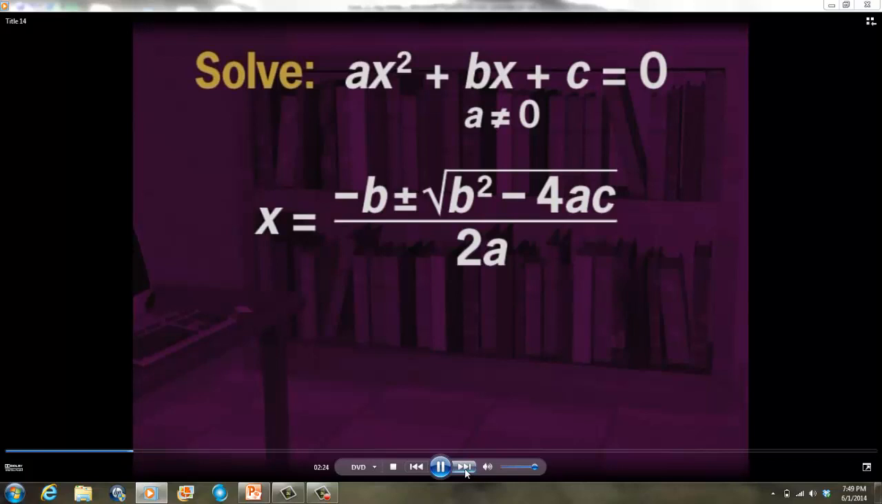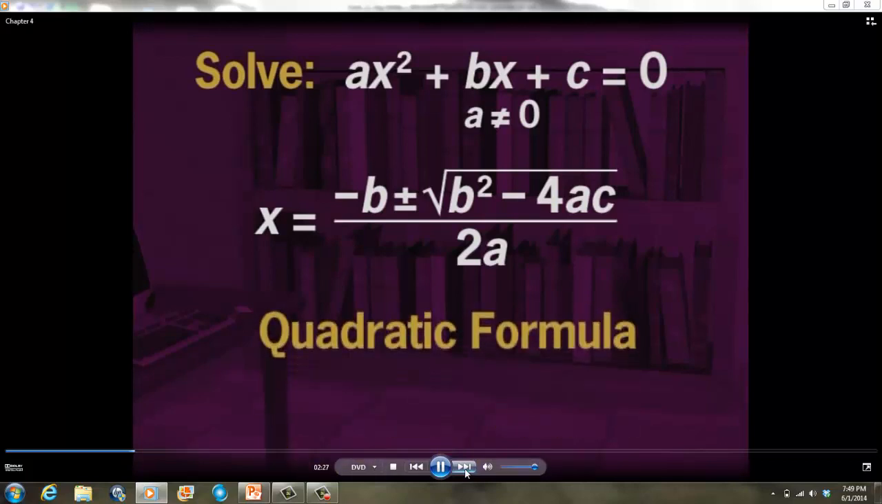Behold! This is the quadratic formula. The solutions for the equation are x equals negative b plus or minus the square root of the quantity b squared minus 4ac, all divided by 2a. Wow, that's a mouthful. This formula is written in shorthand notation, and this symbol means plus or minus.